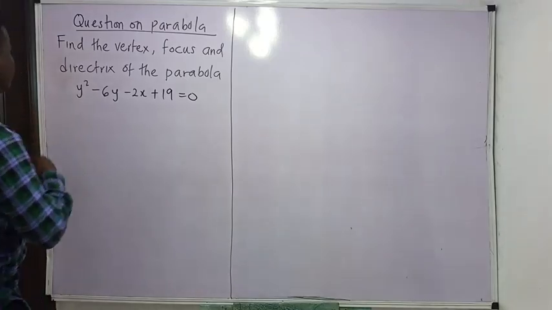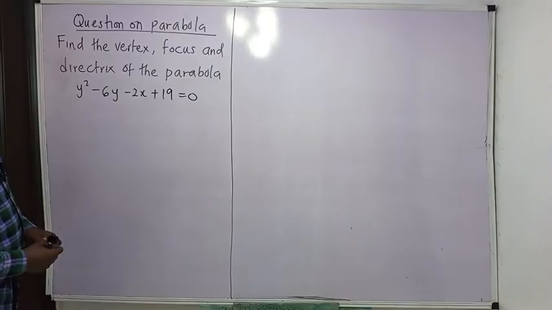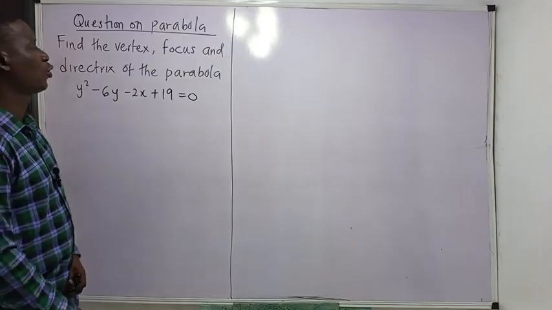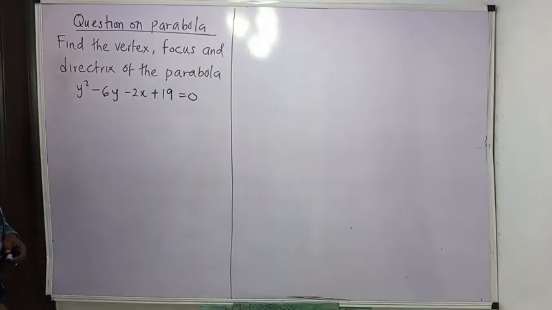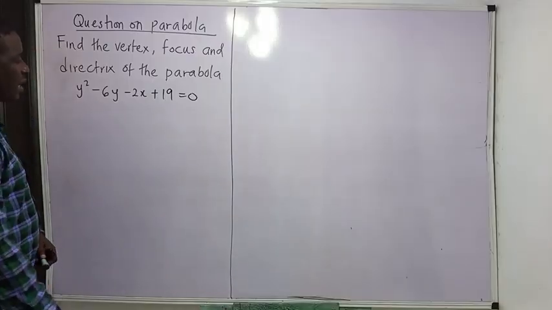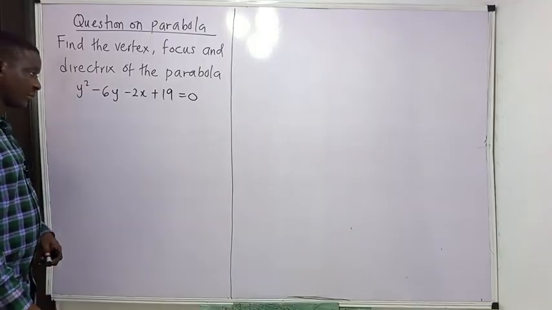Hello guys, we want to solve a question on parabola. Find the vertex, focus and directrix of the parabola y squared minus 6y minus 2x plus 19.